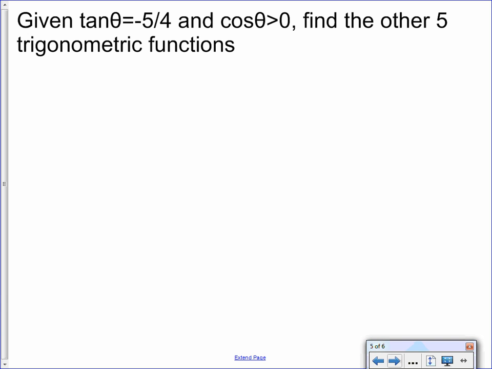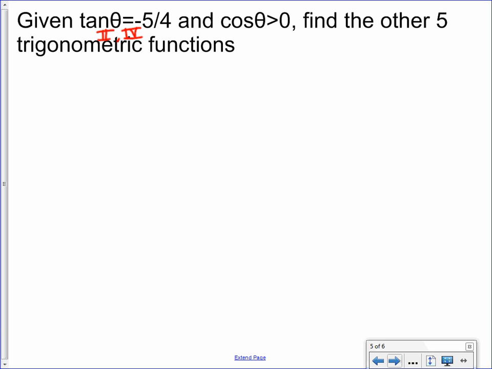So first of all, I see that the tangent is negative. Which 2 quadrants is the tangent negative in? The tangent is negative in the second and fourth quadrants.